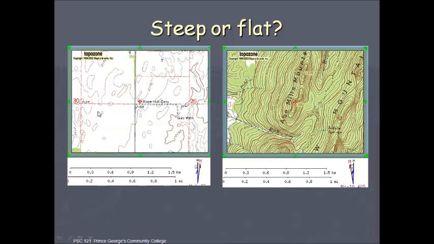So if we're looking at two maps side by side, the map that has very few lines and the lines are far apart is a flat surface, meaning there's not a lot of hills or change in elevation on this map. The map on the right, you can see, has a lot of lines, and the lines are close together. The closer together the contour lines, the steeper the slope. So this represents a large change in elevation, so these are mountains.